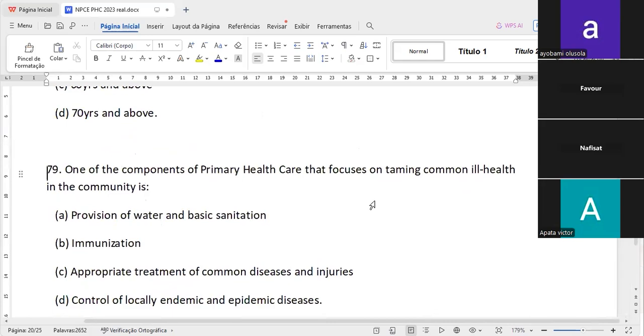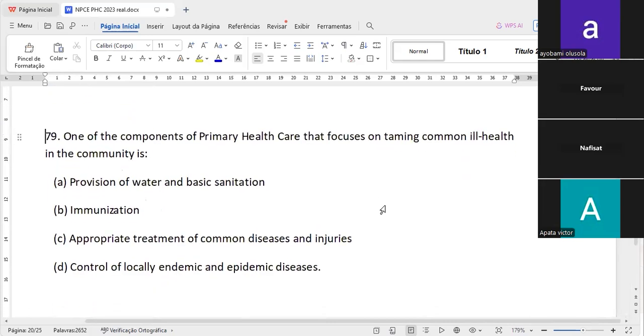One of the components of primary health care that focuses on treating common ill health in the community is, I think, immunization. Yes. Immunization.